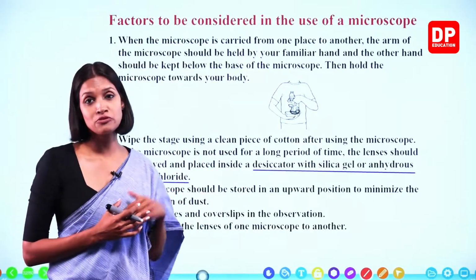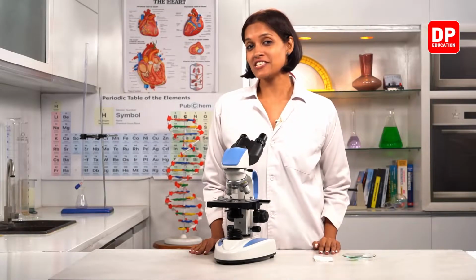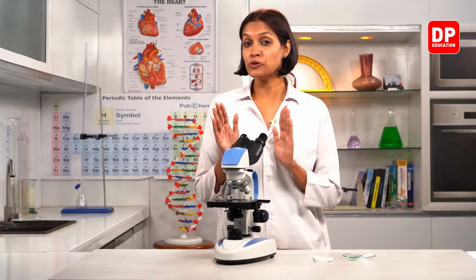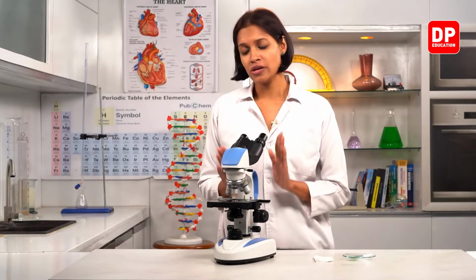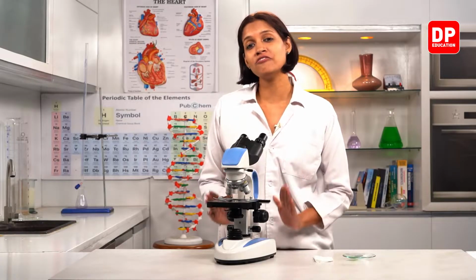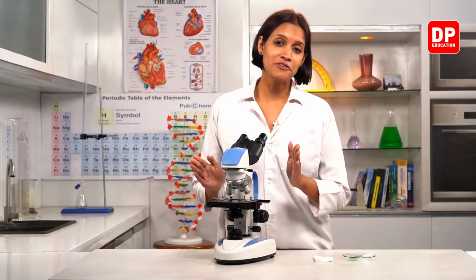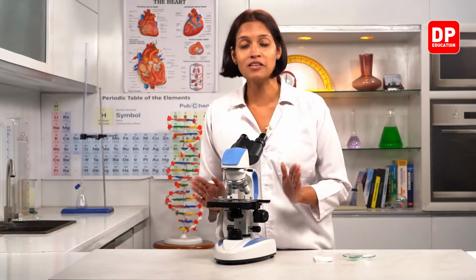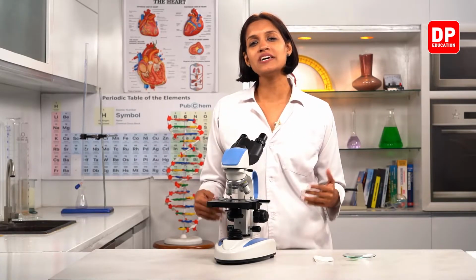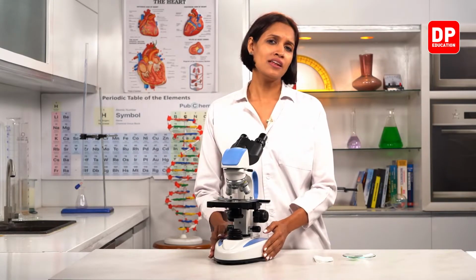We are going to the lab to follow these steps now. Right, children? Now we are going to discuss the factors to be considered when using a microscope. First of all, remember, the microscope is an expensive instrument. Right, children? Therefore, we have to be careful when we handle the microscope. Right? So, what are the steps that we can take in order to protect this instrument, children? Number one.